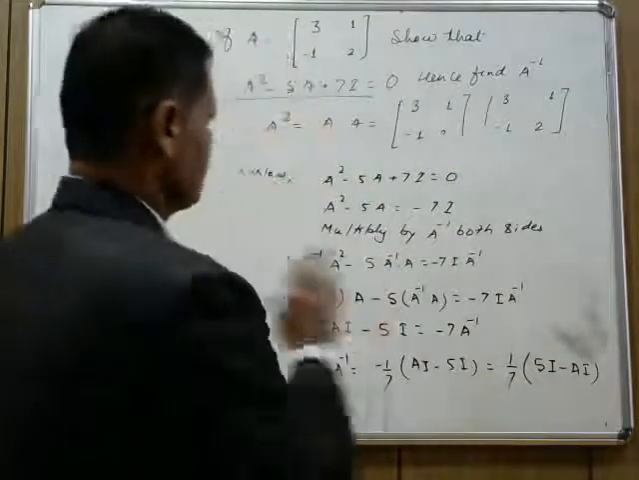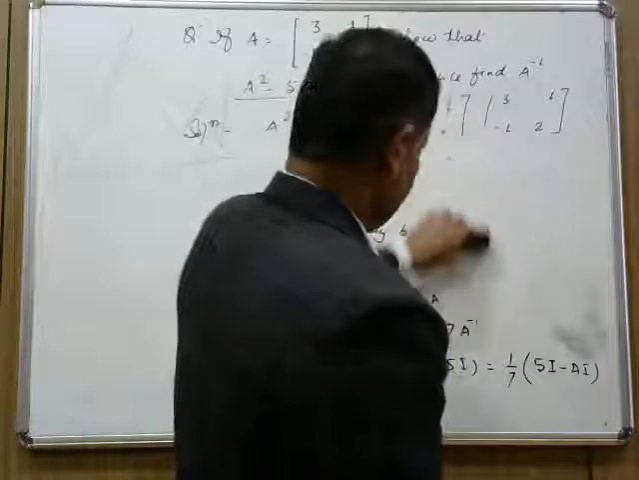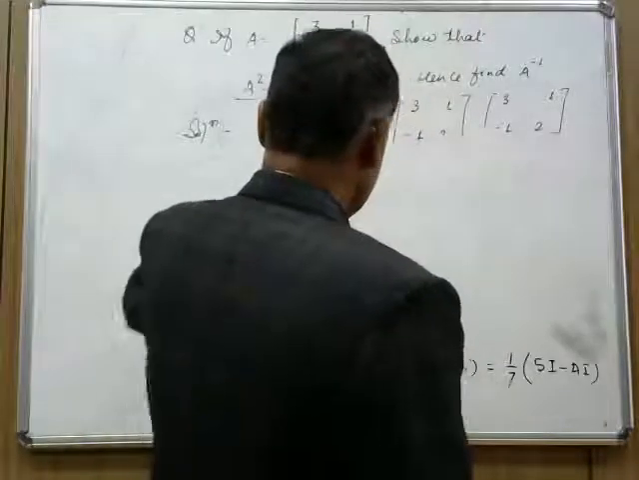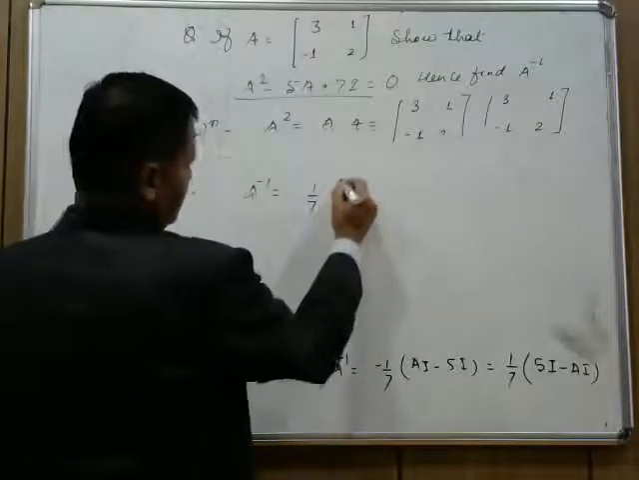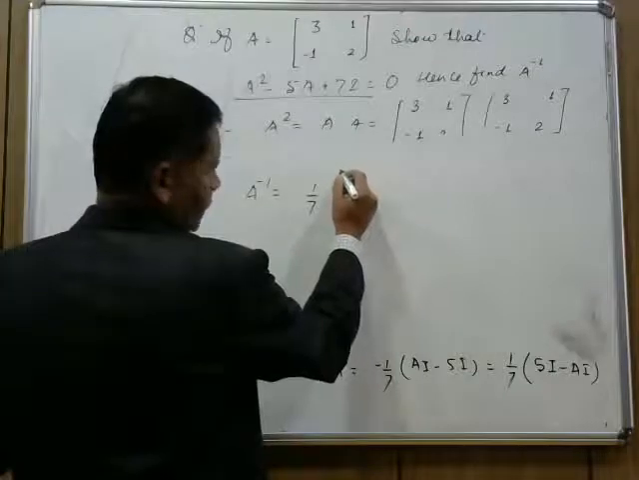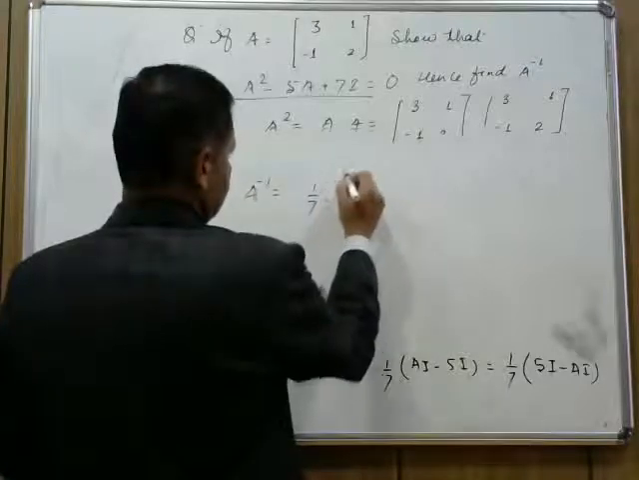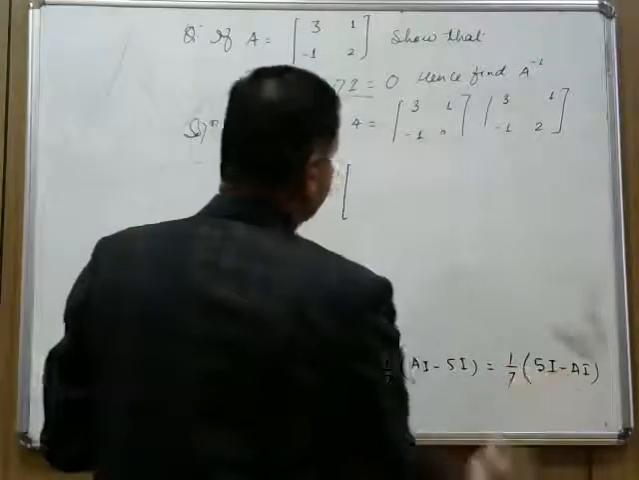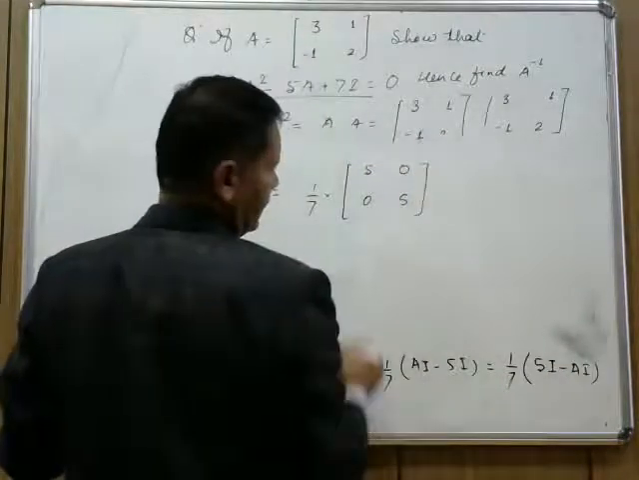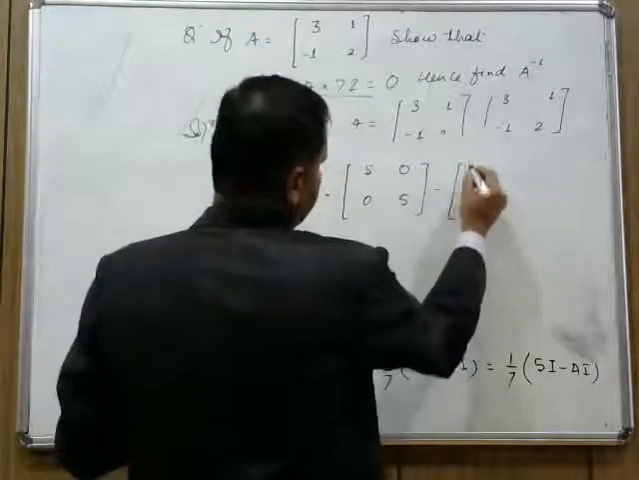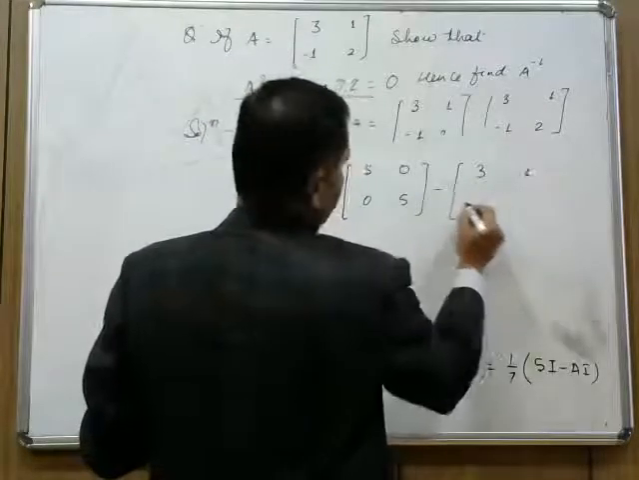Now I'll just put this value and you will get the answer. Can I write this part? Right? And finally, the answer we have: therefore, A inverse is equal to 1 by 7 into 5I minus AI, that means the matrix 5 0 0 5 minus A. A is what? This one, that's why 3 1 minus 1 2.